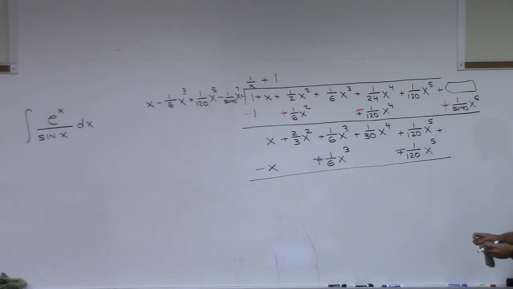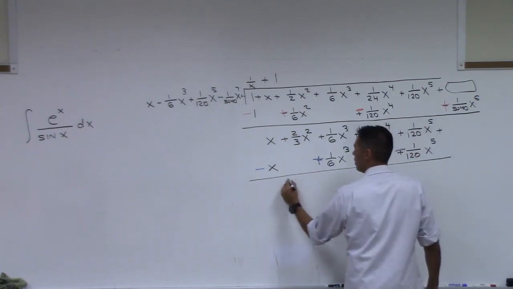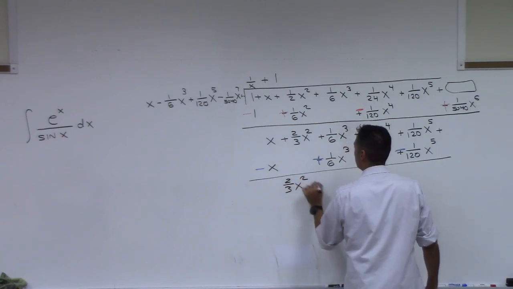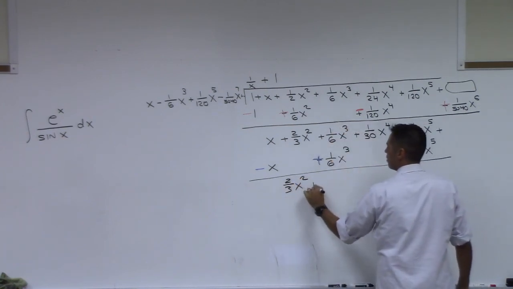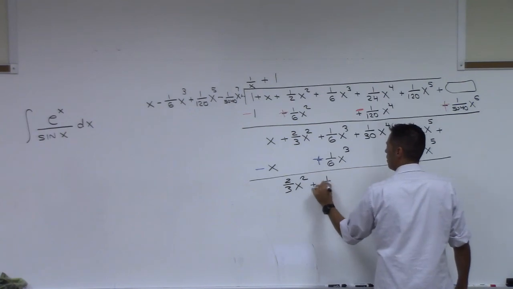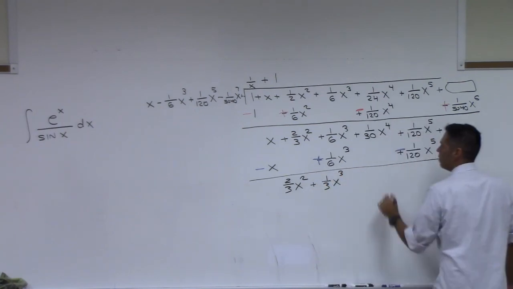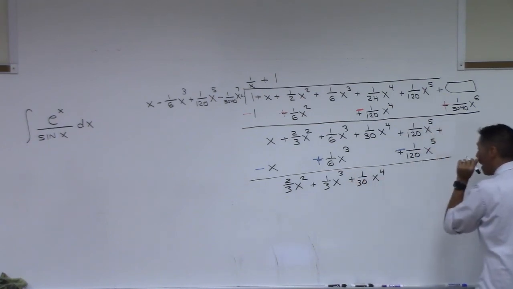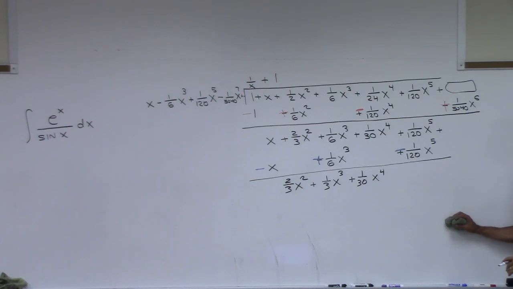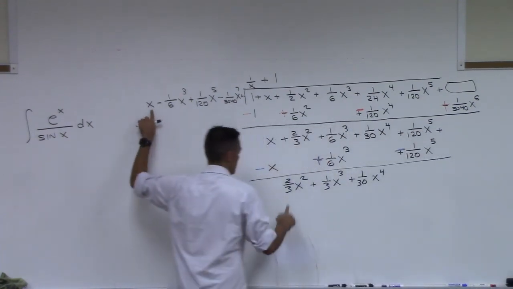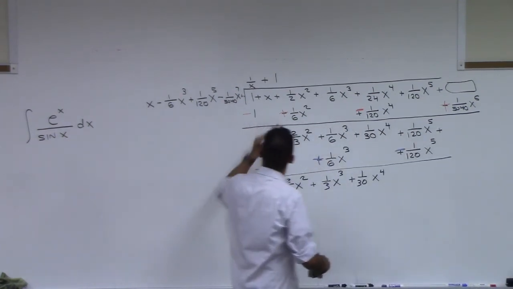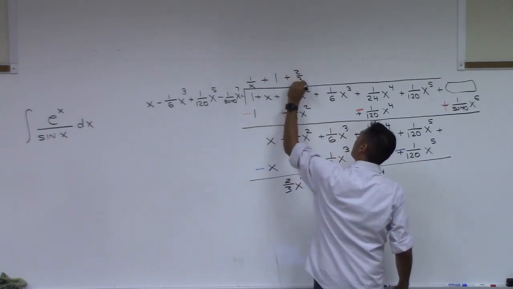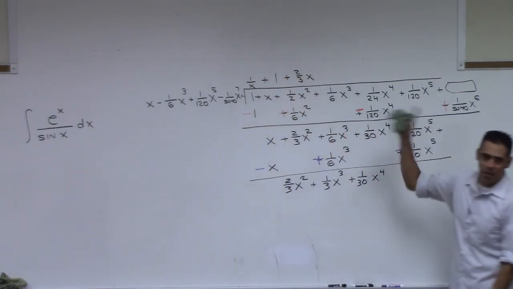Add straight down. So when I add straight down, what do I get? 2/3 x squared plus 1/3 x to the 3rd plus 1/30 x to the 4th, and that one goes away. Got lucky. All right, we go again. So what do we multiply x by to get 2/3 x squared? 2/3 x. Okay, and then we go again.